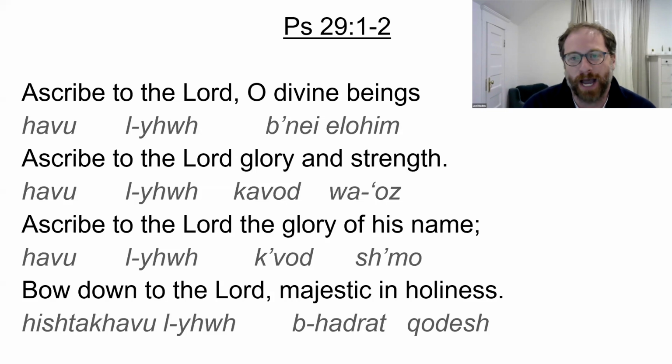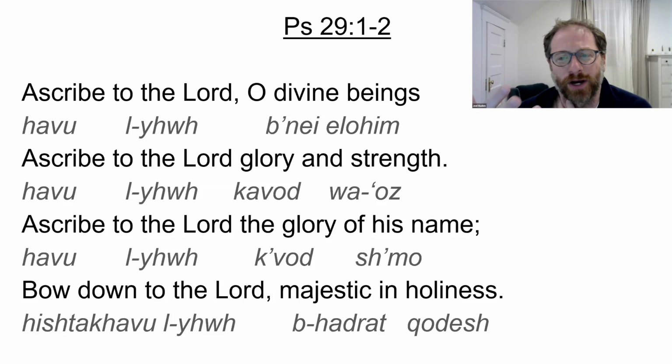But how do you take a basic sentence and turn it into something poetic? This is the way that they do it a lot of the time. And we may see somewhat more of this over the next week or two. But that's how this one starts. And again, this is a really typical construction. So, ascribe to the Lord, O divine beings. Ascribe to the Lord glory and strength.